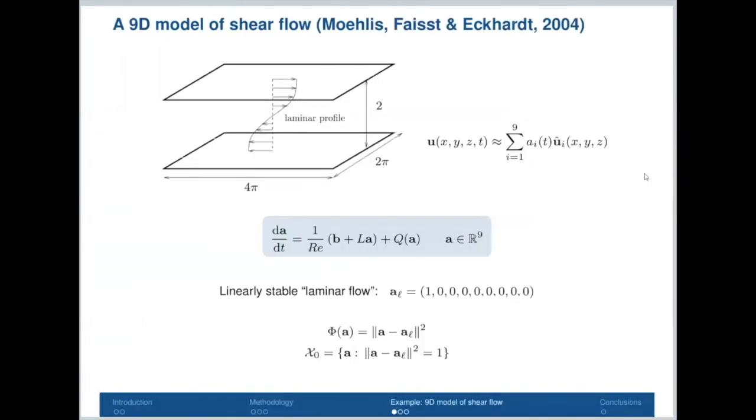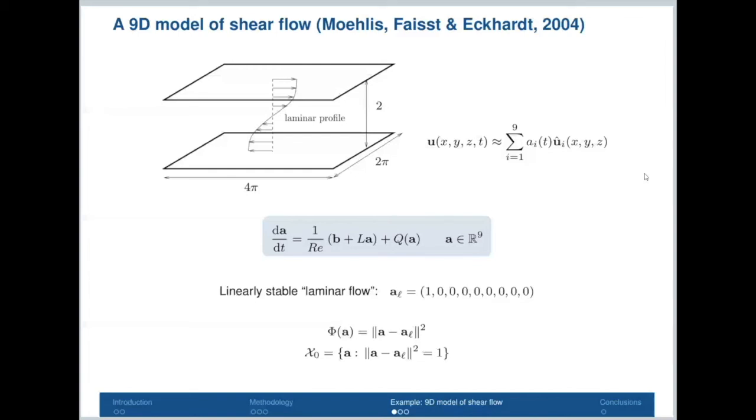So in the remaining 2-3 minutes that I have, I just want to show you some results for a simple model of shear flow, which was proposed in 2004. It's a model of a flow between two parallel plates, which is driven by a sinusoidal forcing. And the model is obtained by projecting the full velocity field into just 9 spatially varying modes with time-varying amplitudes A1 to A9. One can derive ODEs for these amplitudes from the Navier-Stokes equations, and they have a Reynolds number, they have a body force B, there are some linear terms, and there are some nonlinear terms which are quadratic, just like in the full Navier-Stokes equation.